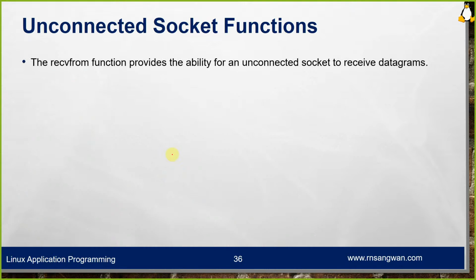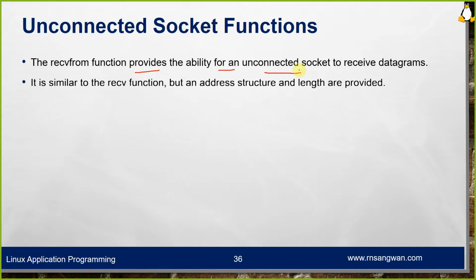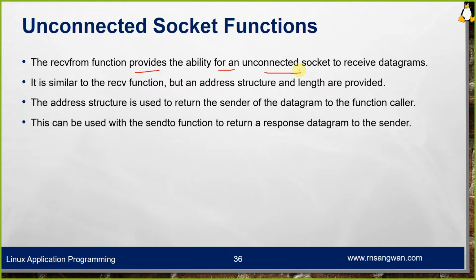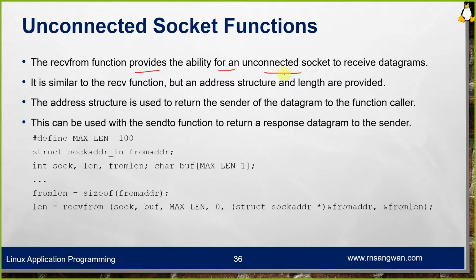The recvfrom function provides the ability for unconnected sockets to receive datagrams. It is similar to the receive function, but an address structure and length are provided in this case. The address structure is used to return the sender of the datagram to the function caller. This can be used with the sendto function to return a response datagram to the sender. So here we use the recvfrom function.